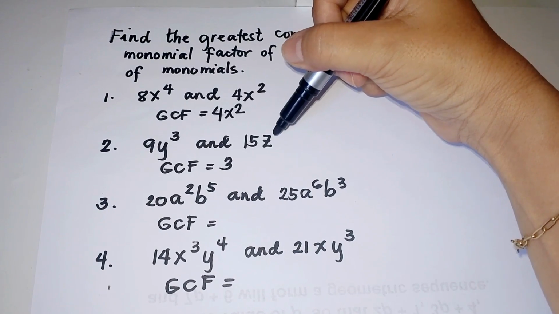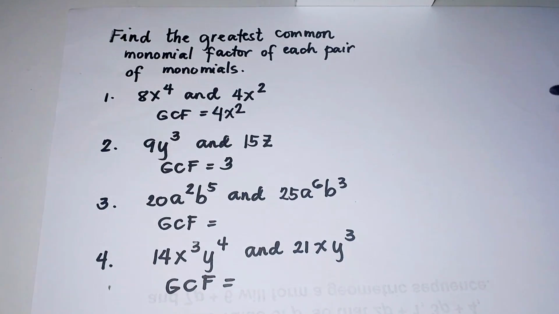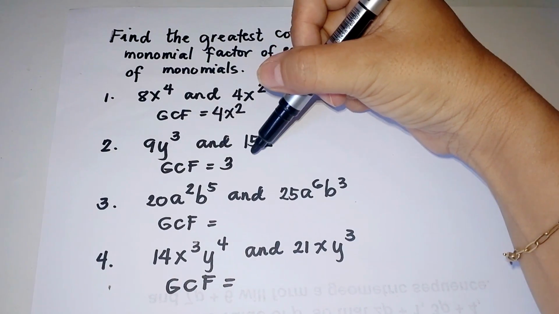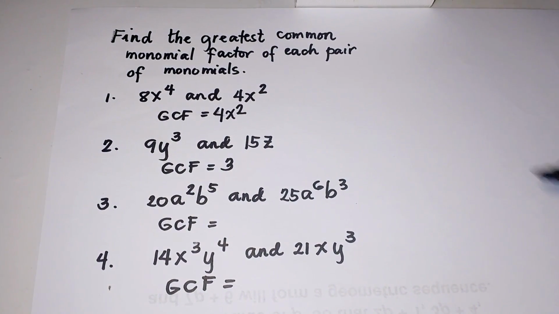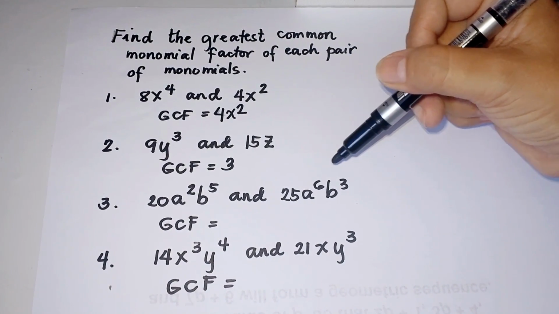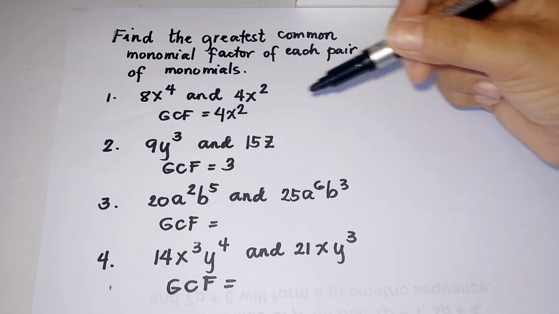Then for z also, there's no z in the first monomial. So there is no common factor containing any letter or variable. So the greatest common factor is 3. 3 only. Number 3, 20a squared b to the fifth and 25a to the sixth b cubed.